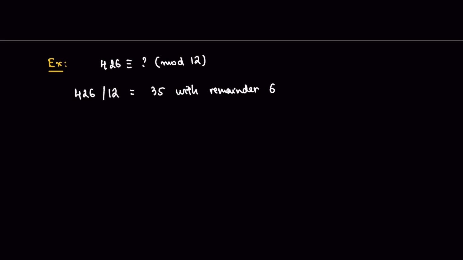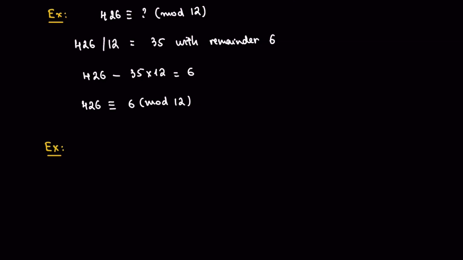Again, how would you get the remainder 6? You can do a simple calculation as follows. So what you do is you take the original number 426, subtract 35, which is the integer quotient, multiplied with 12, and you should get 6 for the answer. And therefore, the answer is going to be 426 congruent to 6 mod 12.